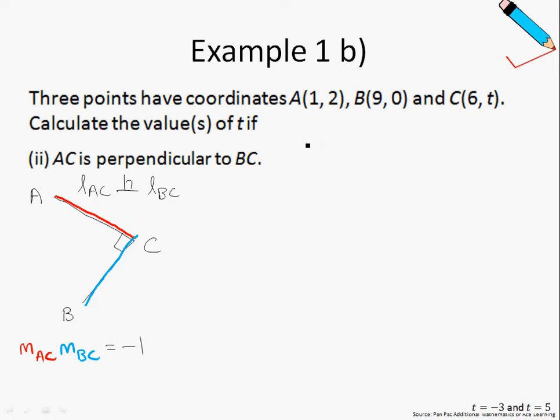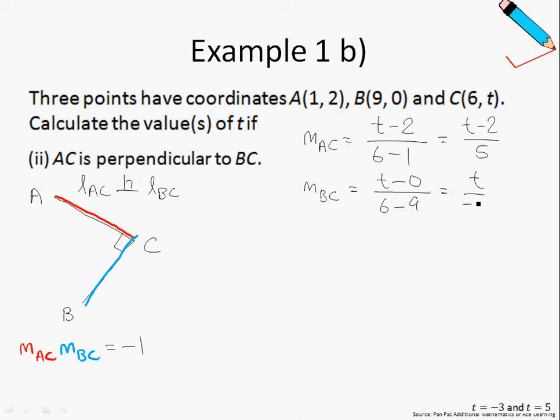Let's work out the gradient of AC. Using our gradient formula, it is the y coordinate of C minus the y coordinate of A over the x coordinate of C minus the x coordinate of A. Simplifying this, we just have t minus 2 over 5. Next, let's work out the gradient of BC. It is simply the y coordinate of C minus the y coordinate of B over the x coordinate of C minus the x coordinate of B.